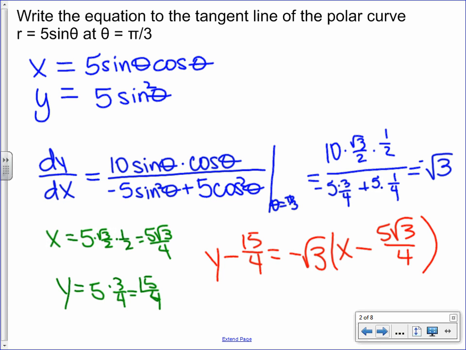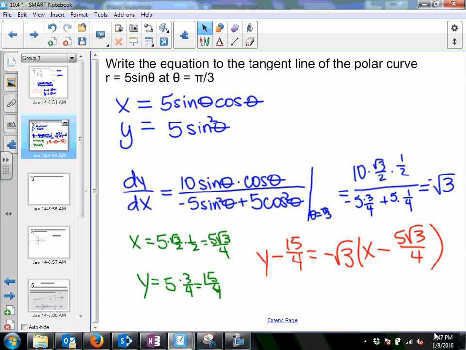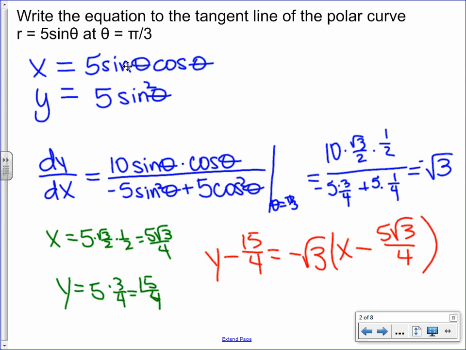So we're still talking about the same concept, but they just look a little different. What's the graph that we're talking about here? 5 sine theta. And where is that? It's going to be a circle, with diameter 5.